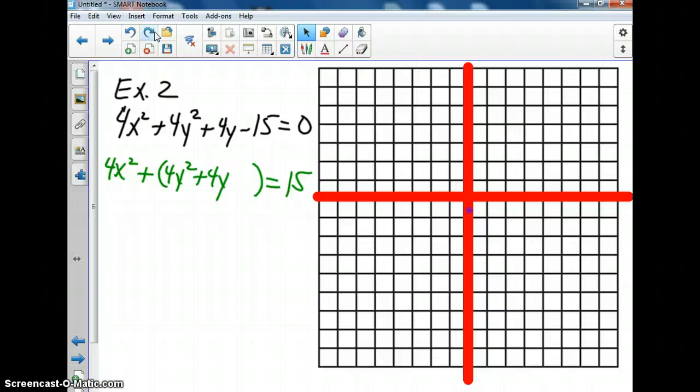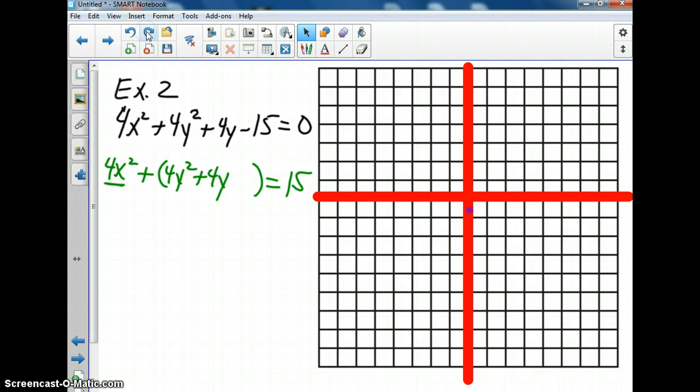Okay, on the other hand, we got the y's, right? We got 4y squared and 4y, right? Okay, oh wait, we got a problem there. We can't complete the square yet because what do we have to get out of the neighborhood? The 4, right? That's what you guys were taught. You cannot complete the square unless the y squared is by itself. It's got the 4 hanging on to it. So we got to take the 4 out of the neighborhood.